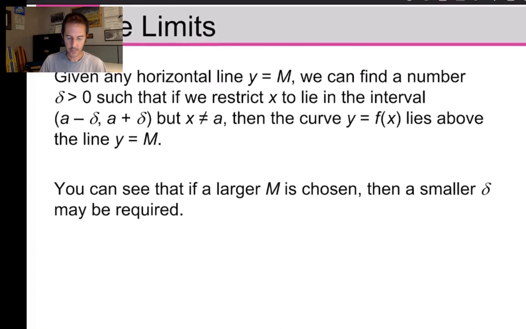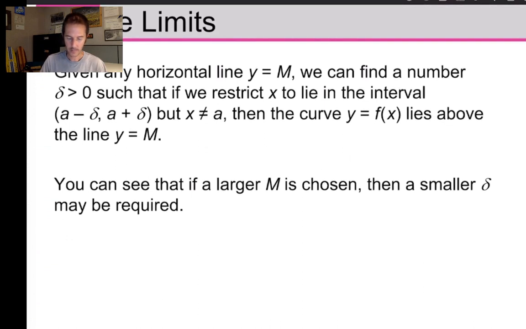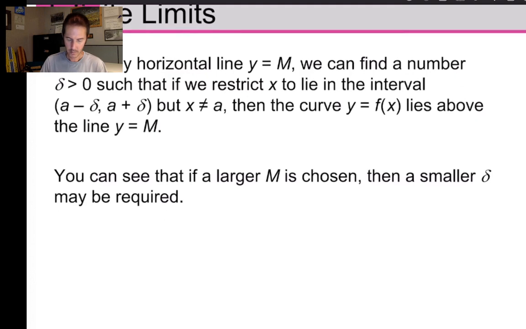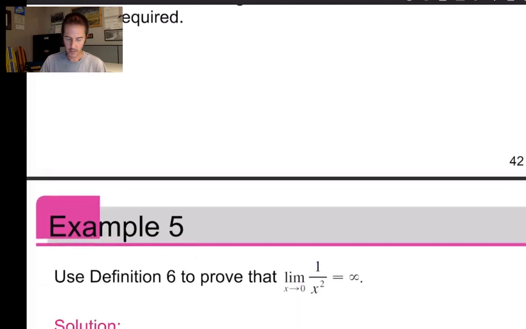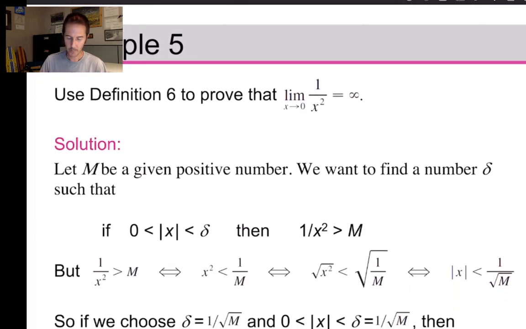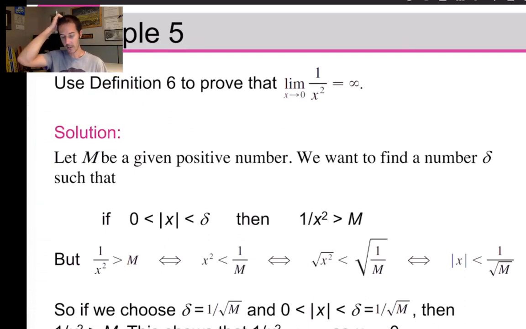And the process for that is very similar. This is just an articulation of what we were just talking about. If the m value gets larger, then the delta value will probably need to be smaller. The graph that we were just looking at, if it wasn't the graph of 1 over x squared, the graph of 1 over x squared will look a lot like that. And here's a solution to proving that it's reasonable for us to say this.